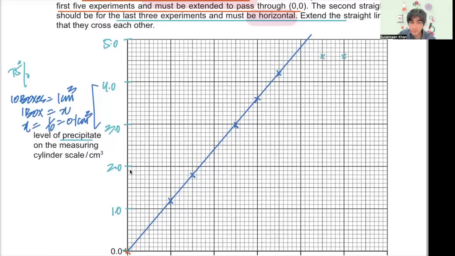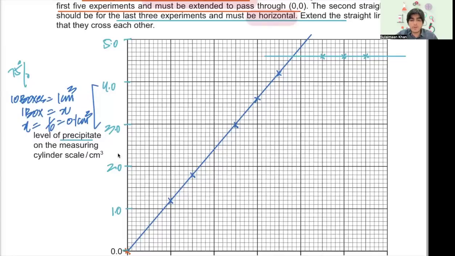And then at 6.0, or 5.5? At 5.5, it is 4.6 again. And that is the horizontal line. Let's just make it a little better. That's the horizontal line that he wanted you to make.